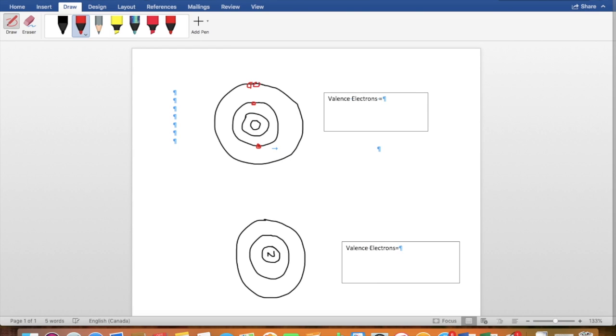So I know my drawing is not perfect, but in real life, they're not circles anyway, so it's okay. So 6. So that means that oxygen has 6 valence electrons because it has 6 electrons in its outermost shell. So that equals 6.